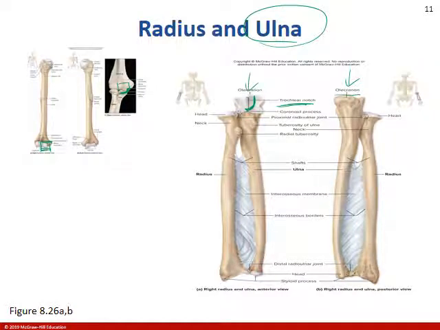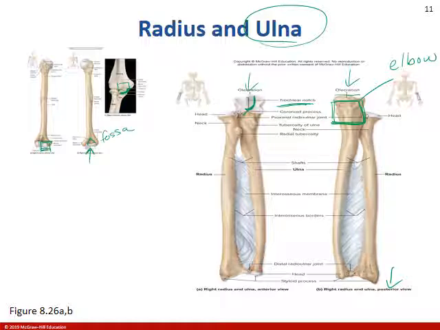On the back side, the posterior side, we have the olecranon. Remember how we had the olecranon fossa on the posterior side of the humerus? Well, the olecranon process fits into the olecranon fossa. This is your elbow. So if you were to fracture your elbow, you actually fractured your olecranon process of your ulna.